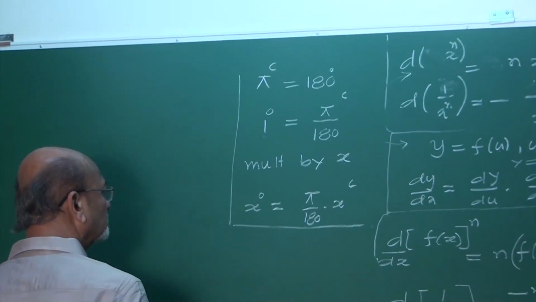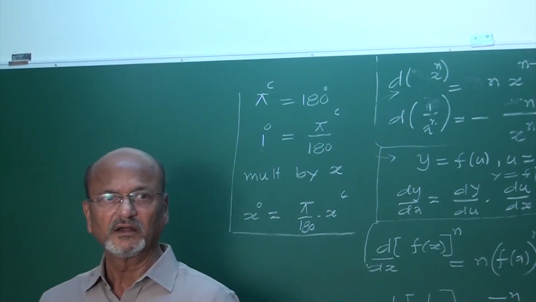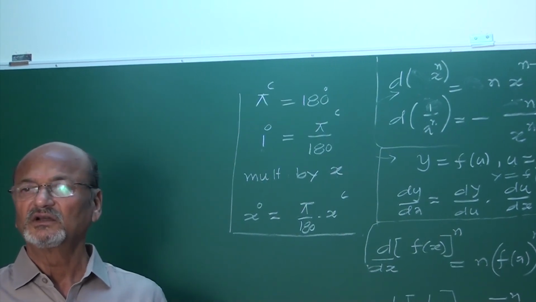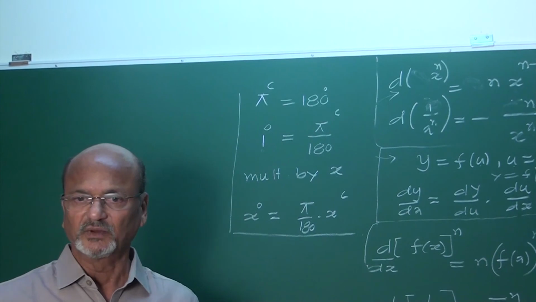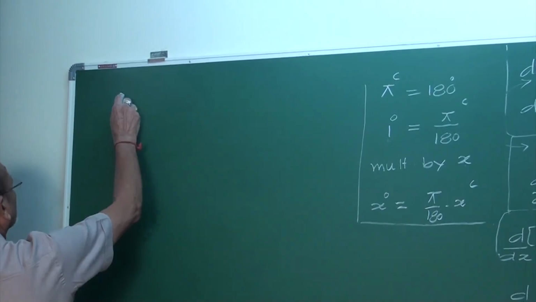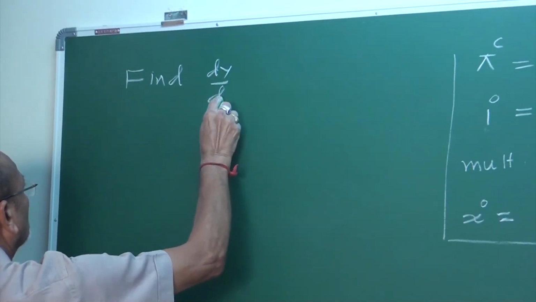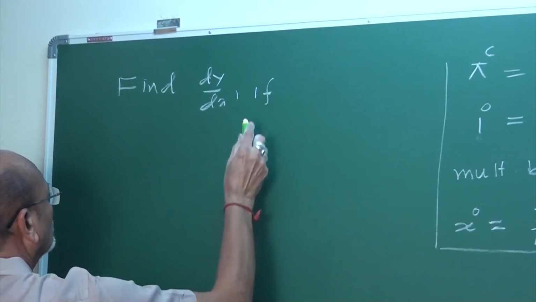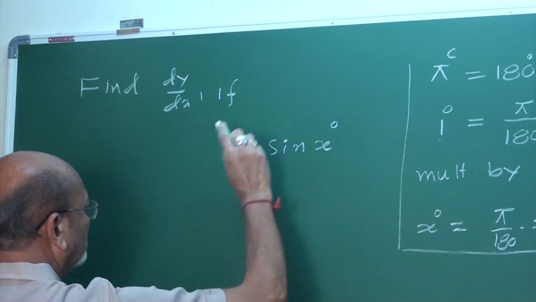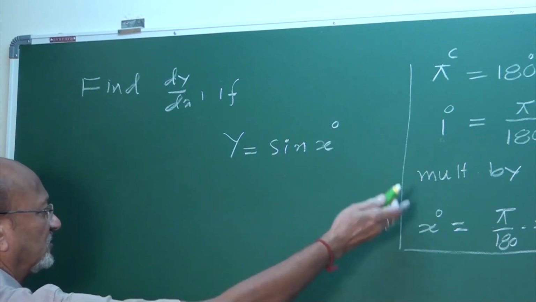There are some examples based on this. I do just 1 or 2 examples, and 1 or 2 examples you take as DIY. Find dy by dx, if y equal to sine x degree. Yes, my friends, you have to write all these steps now.